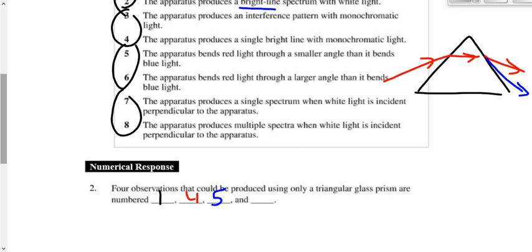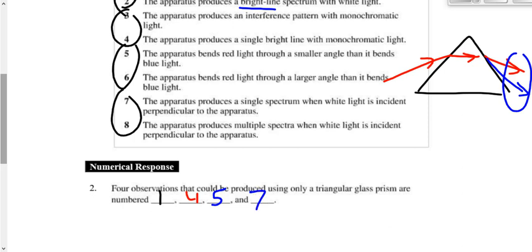And finally, 7 and 8: the apparatus produces a single spectrum when white light is incident upon it, or multiple spectra when white light is incident upon it. When we shine white light on this prism, we get a spectrum on the other side, right here. But it's only one spectrum, right? So that would be a 7.